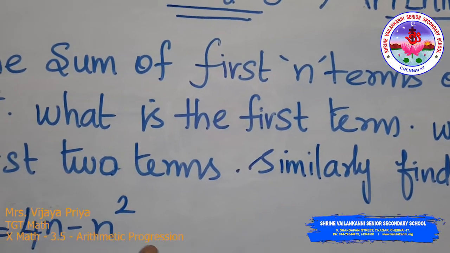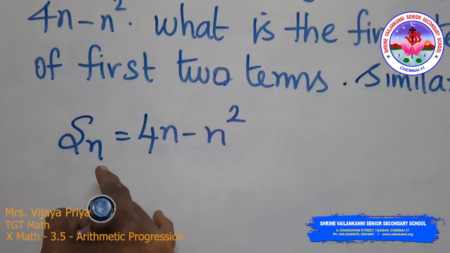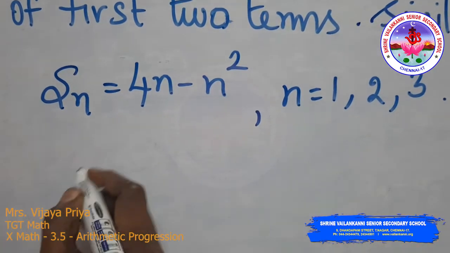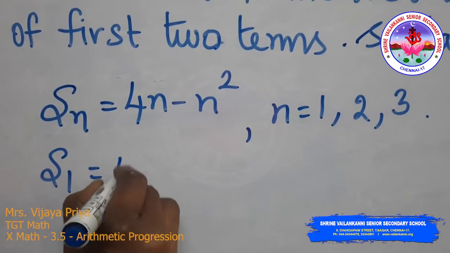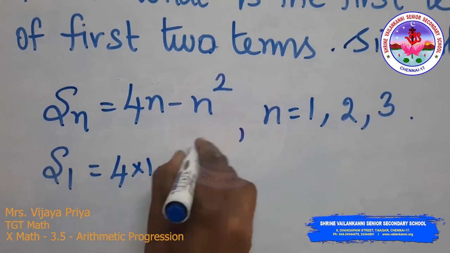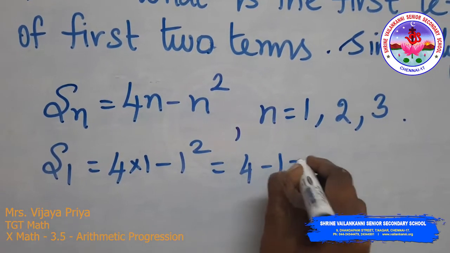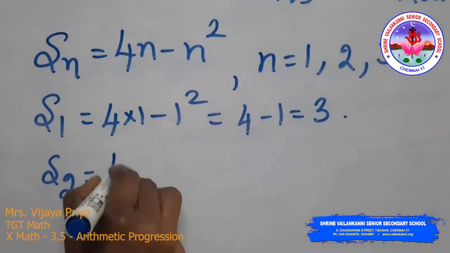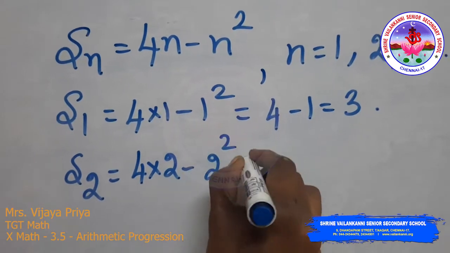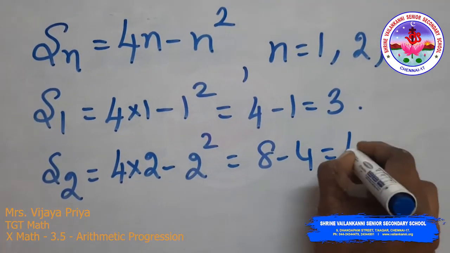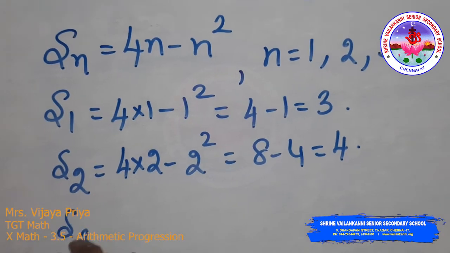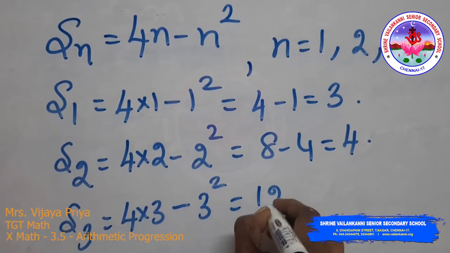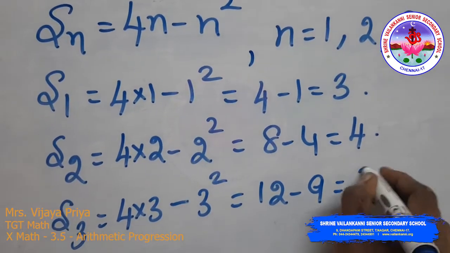As we have done previously for an, we are going to do for Sn, giving the values for n equal to 1, 2, 3 and so on. So here S1 is equal to 4 into 1 minus 1 squared, which is equal to 4 minus 1, 3. Now S2, giving n as 2: 4 into 2 minus 2 squared, so 8 minus 4, which is equal to 4. Now S3 is equal to 4 into 3 minus 3 squared, which is 12 minus 9, which is equal to 3.